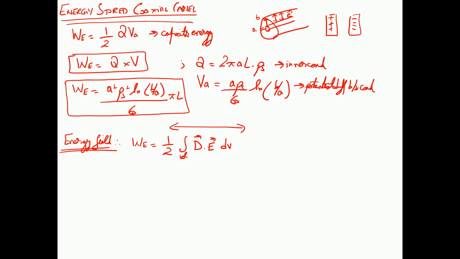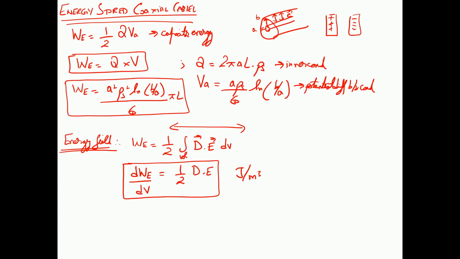So we can also write it as the differential amount of energy stored, which is equal to 1 by 2 D dot E, dW_E divided by dV. This is the incremental or small amount of energy stored inside the fields, with the units of joules per meter cubed. So this is information for you to know. Now let us come to a numerical that will conclude this topic and the fourth chapter of this course as well.